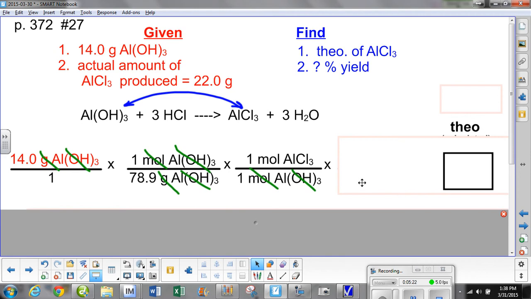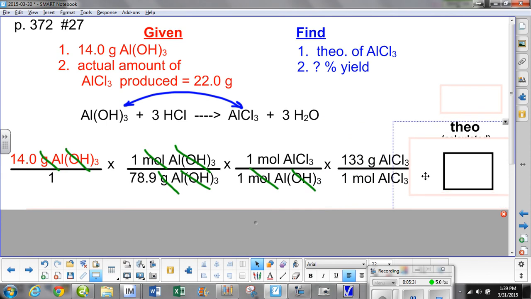Okay. What do we have, Bonnie? There's nothing there? Okay, then you need to fix that paper. What there should be there is this guy. Okay, we have 133 grams of aluminum chloride, which is the molar mass of aluminum chloride on the top, and 1 mole of aluminum chloride on the bottom.